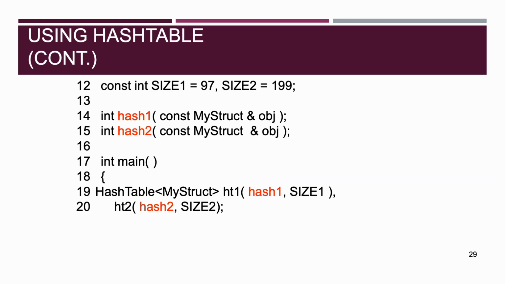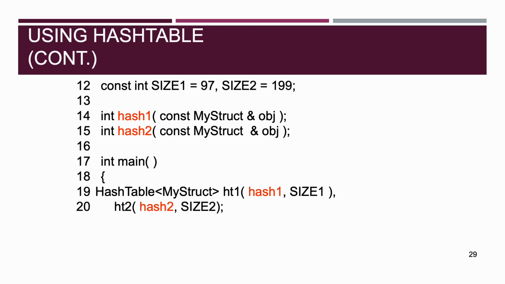Now here if you see, we have constant integer size 1 equal to 97, size 2 equal to 199. These two specify the sizes of two different hash tables. These values are typically chosen to be prime numbers, as prime numbers can help reduce collisions in a hash table.